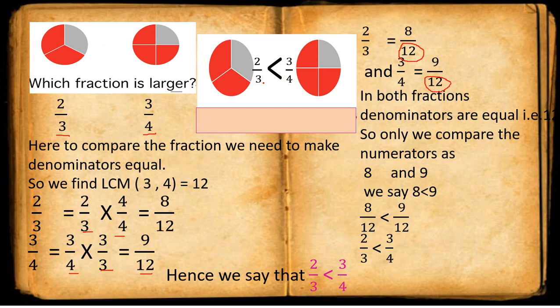So by observing the denominators, we can compare the two fractions. If the denominators are equal, then only which number is greater in the numerator place, that we have to write, and we can compare the fractions.